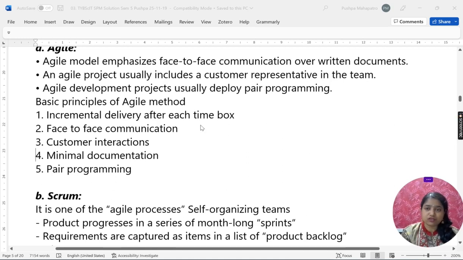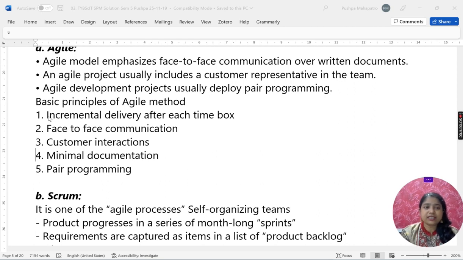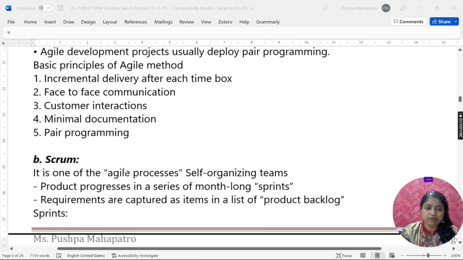तो अजाइल मॉडल क्या है? It's a face to face communication over written documents. Agile method usually includes a customer representative in the team and usually deploys pair programming. So basic principles क्या है? Incremental delivery, face to face communication, customer interaction, minimal documentation and pair programming.